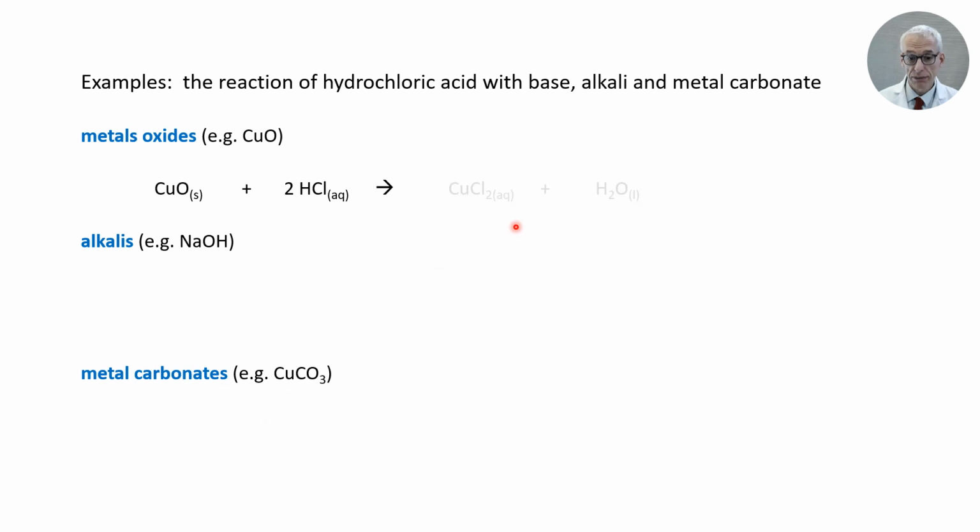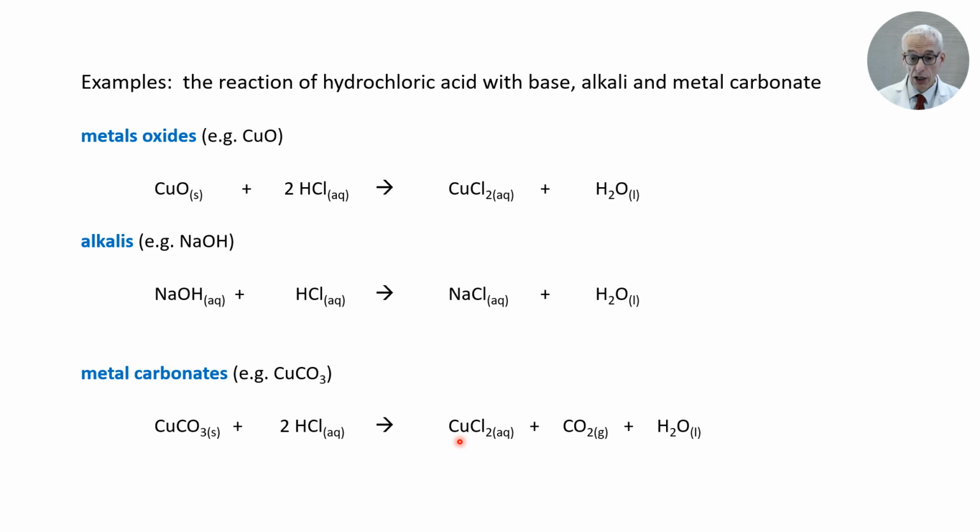Okay, so to reveal, CuCl2, that's copper chloride, 2 chloride ions with 1 copper, and water, so salt and water. Hopefully you have the second equation ready. Sodium hydroxide, NaOH, HCl, sodium chloride, the salt, and water, a 1-to-1 reacting ratio. Metal carbonate, copper chloride, the formula of copper chloride is always CuCl2. Carbon dioxide and water following the general word equation, but to balance we need 2 HCl.